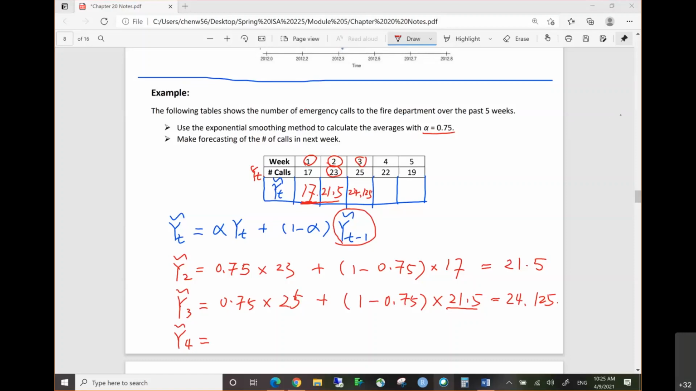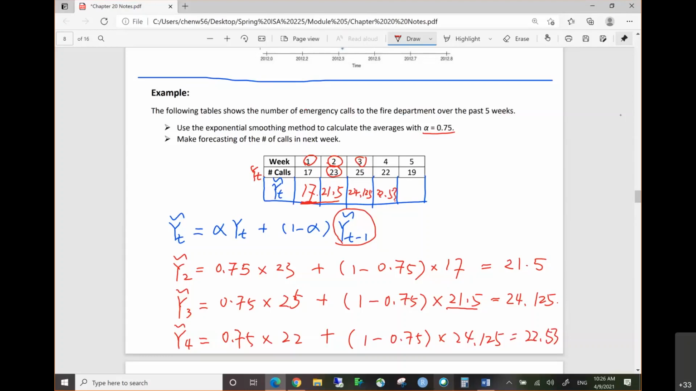Is it 0.75 times 22? Perfect. Continue. Plus 1 minus 0.75 times 24.125? Perfect. Good job. All right, so now it equals 22.53. Right, so now we get the estimated value for week 4, which is 22.53, right?